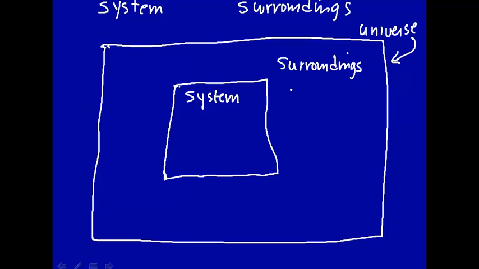So equilibrium thermodynamics deals with energy flows between the system and surroundings. Energy can be transferred to and from the system and surroundings, and it also has to do with the energy of the system itself. So thermodynamics deals with energy going from one place to another, or within the system, what the energy of that system is.